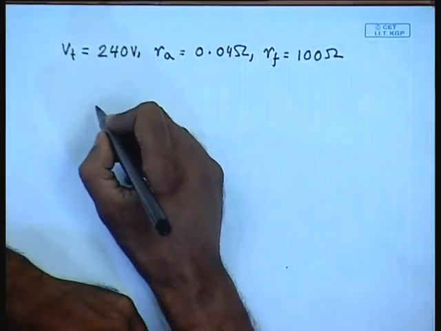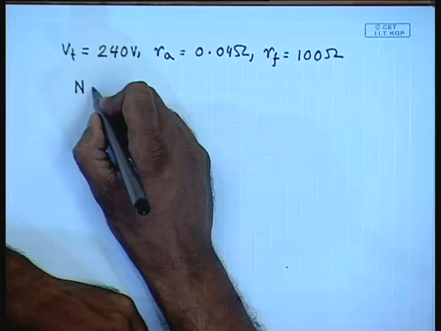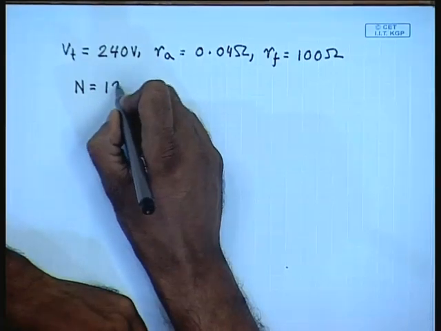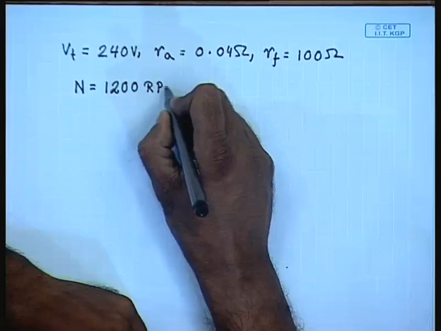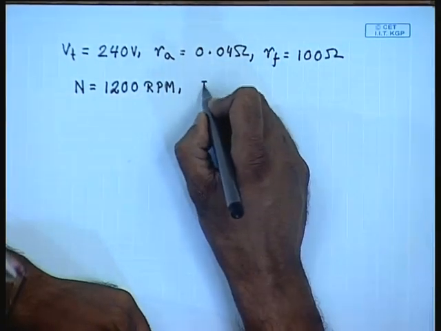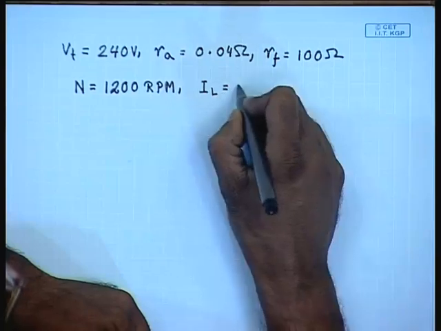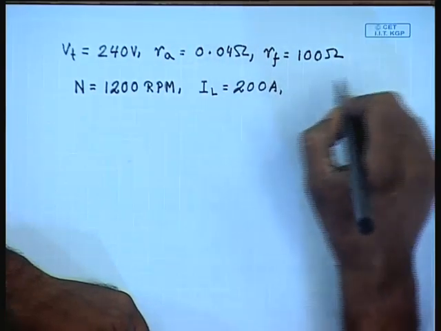This motor runs at a speed of n equal to 1200 rpm while taking a load current of 200 ampere from the supply.